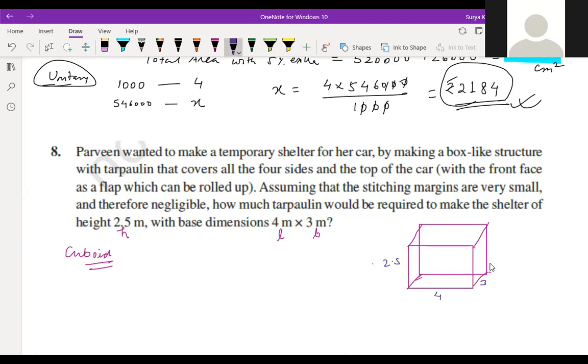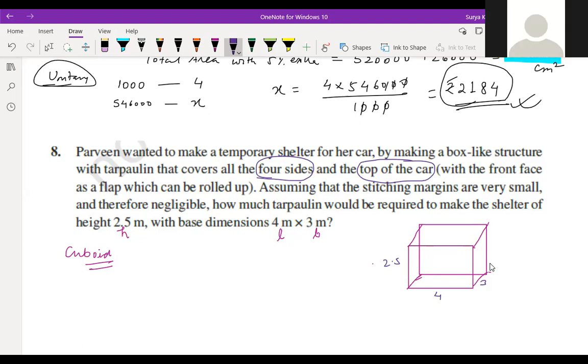Again, I'm telling you from the start, Nihar, Praveen has to make a shelter for her car by making a box-like structure with tarpaulin that covers all the four sides. Four sides means area of 4 walls, right? Yes, sir. And top of the car, meaning base is not required. Tarpaulin cover is not required for base. Sir, of the car or of the roof? No, she's making a shelter for her car, not on the car. Sir, I thought it's on the car. No, this is a shelter for her car.